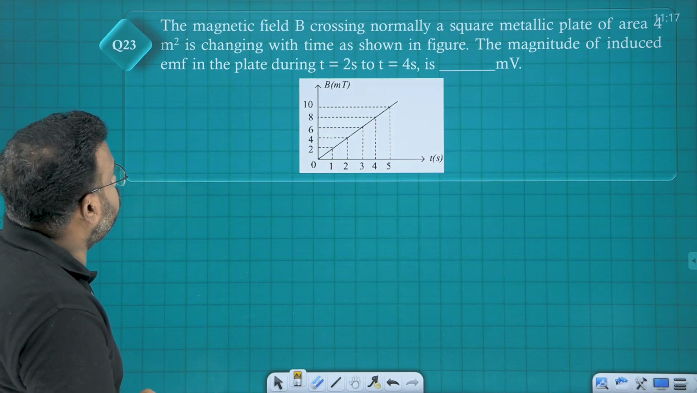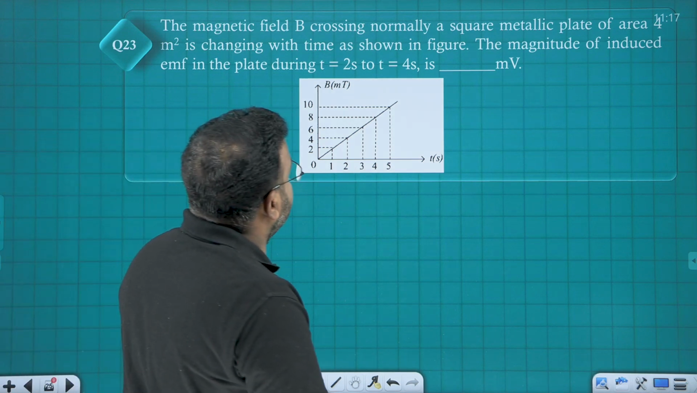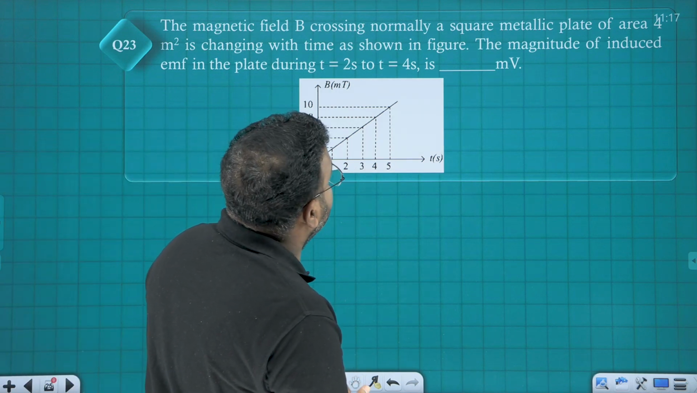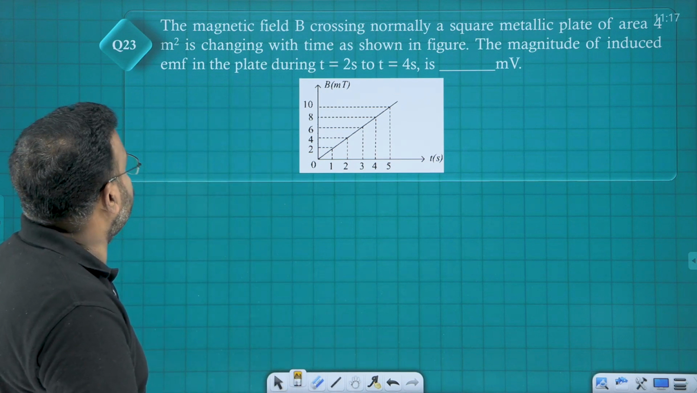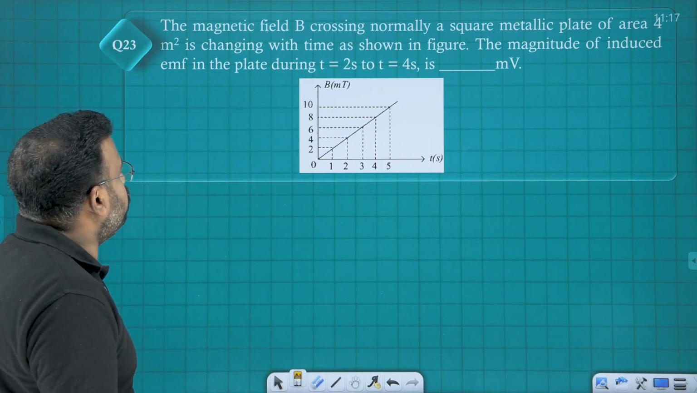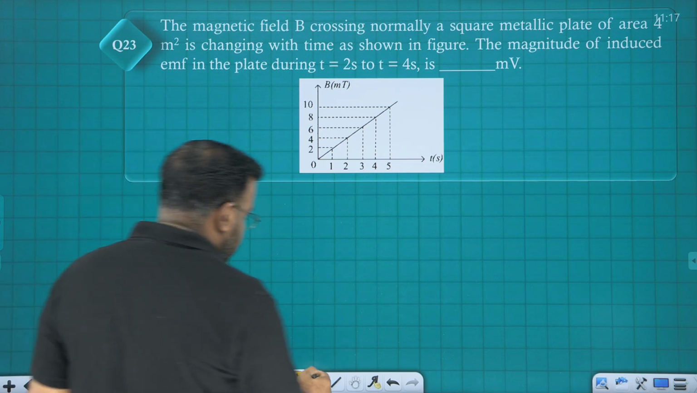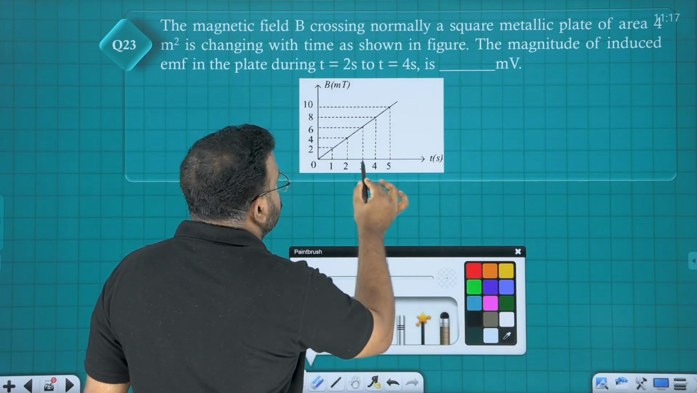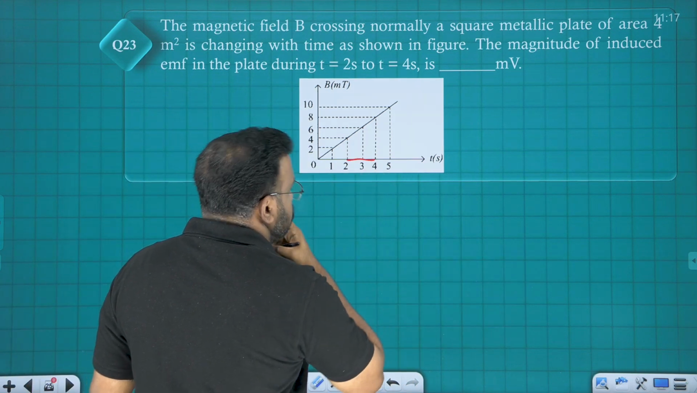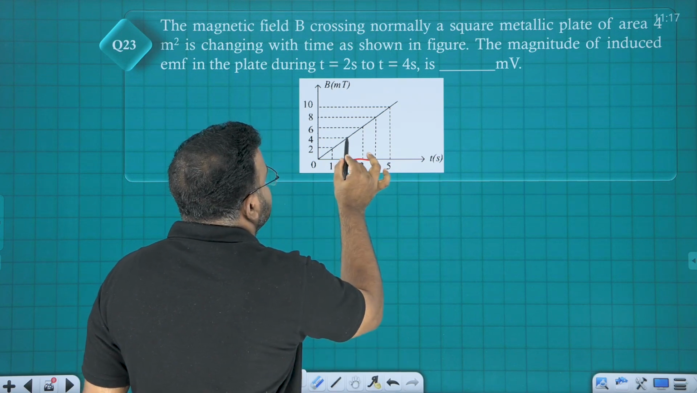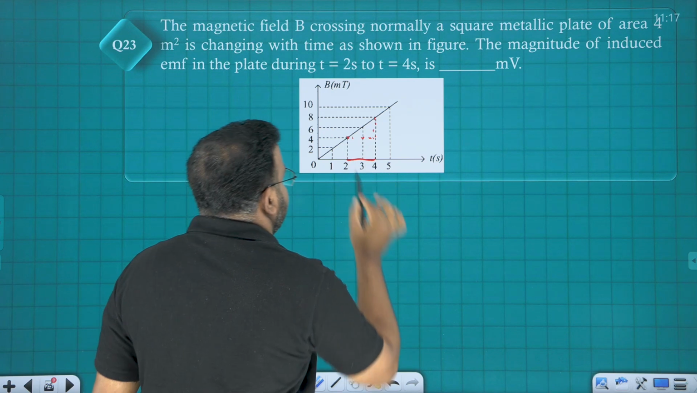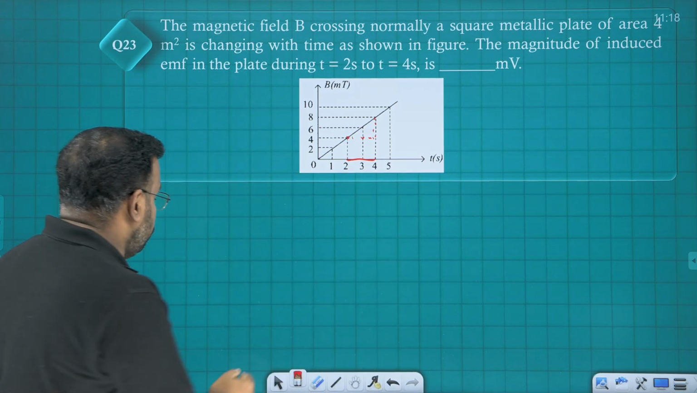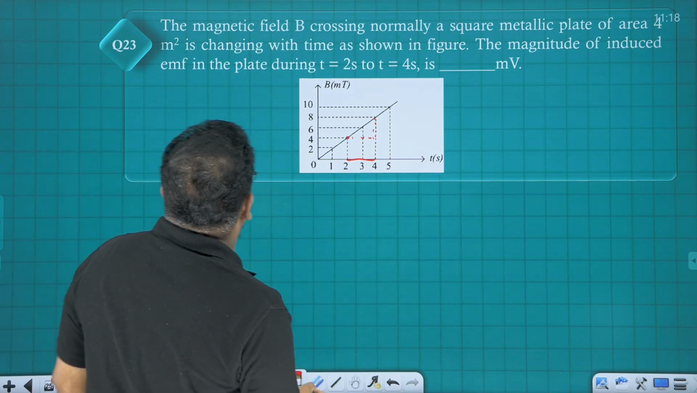The magnetic field B crossing normally a square metallic plate of area 4 meters square is changing with the time as shown in the figure. The magnitude of induced EMF in the plate during t is equal to 2 seconds to 4 seconds. So t is equal to 2 seconds to 4 seconds, from here to here. So time is 4 seconds. By that time, what is the change in magnetic field? Magnetic field is changing from 4 to 8. So what are they asking? The magnitude of induced EMF.